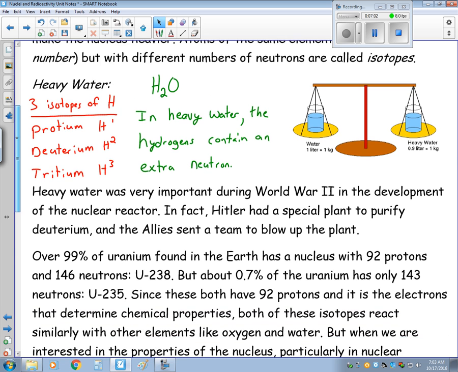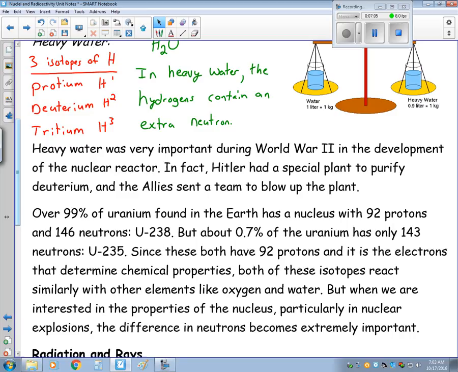Now, heavy water itself is very important. It was very important during World War II in the development of nuclear reactors. Hitler had a special plant to purify deuterium. And this was such a big deal that the Allies had to send in a team to blow that plant up.